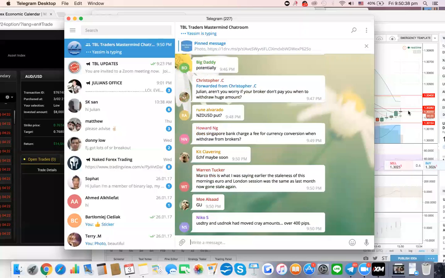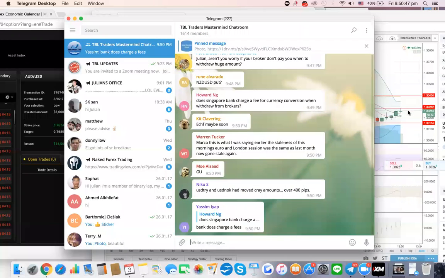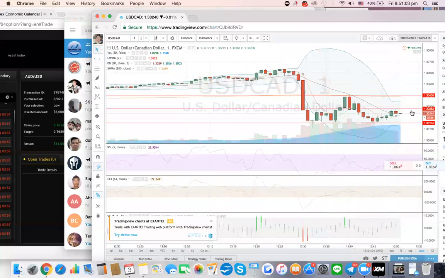Does Singapore charge a fee for conversion? Okay, here's what I do. I got a USD account with DBS Bank, and I can accept in USD and decide to transfer between USD and SGD anytime I like when I find the rate is beneficial to me. That's what I do. Otherwise, it's just like a $10 accepting fee.